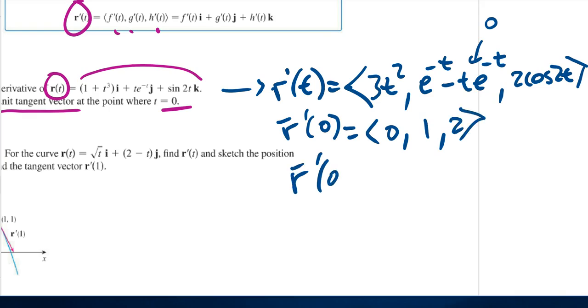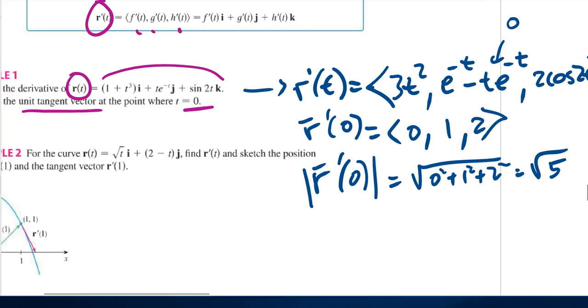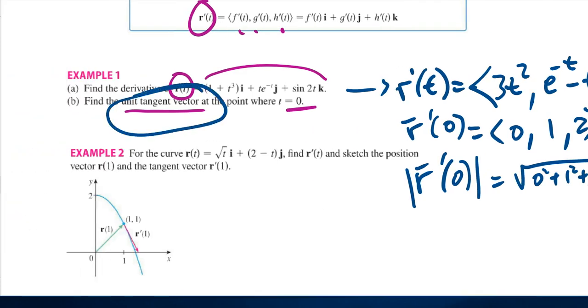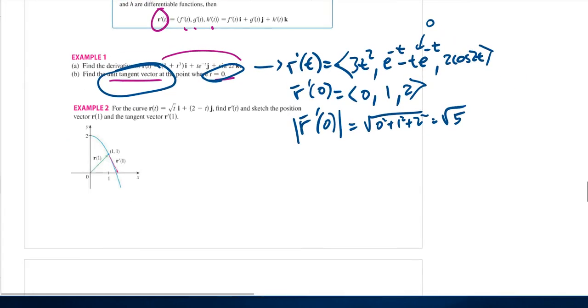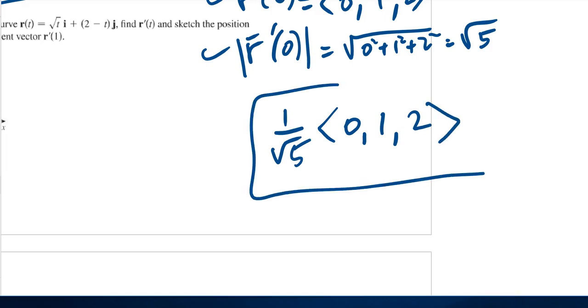The length of r prime of 0 is the square root of 0 squared plus 1 squared plus 2 squared, which is the square root of 5. So what they want is the unit tangent vector at the point where t is 0. We plugged in 0. So the unit tangent vector would be this one over this one, so it would be 1 over root 5 times 0, 1, 2, like that.